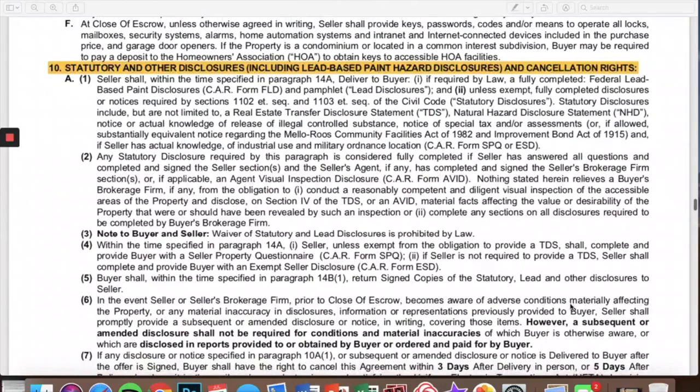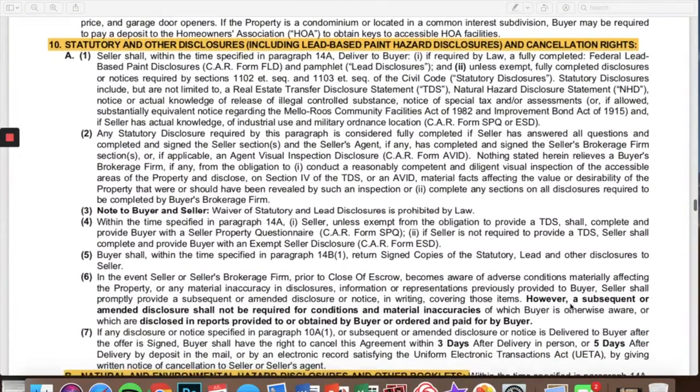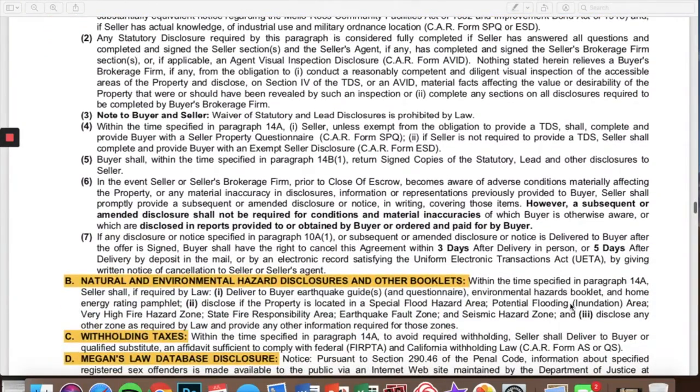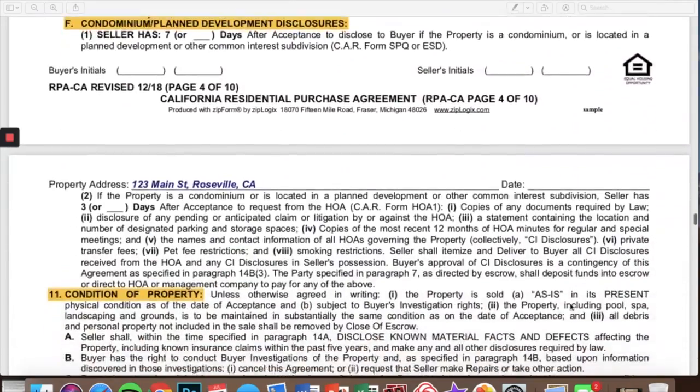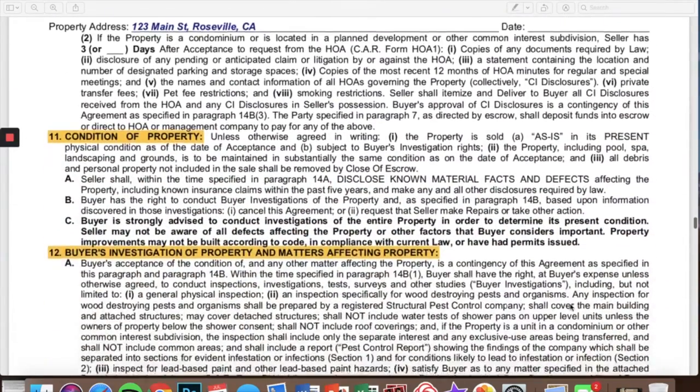These next sections go over various disclosures like lead-based paint disclosures and natural and environmental hazards disclosures. So definitely read through those. It's important to know what those are all about.